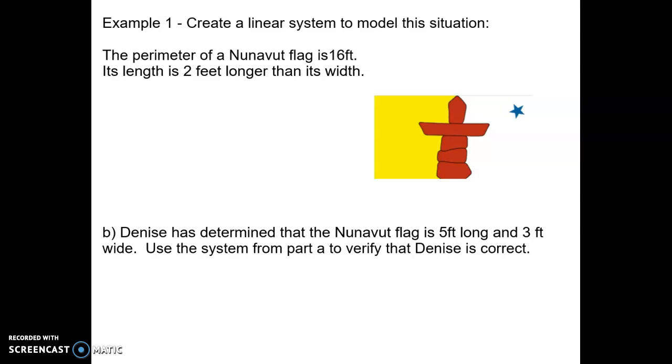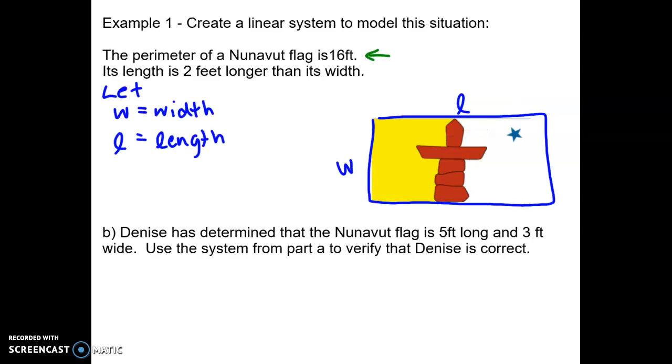The perimeter of a Nunavut flag is 16 feet. The length is 2 feet longer than its width. Create a system. So we have to start by stating our variables. The W is going to be our width, and the L is going to be our length. Let's start with the first sentence, which is the perimeter.